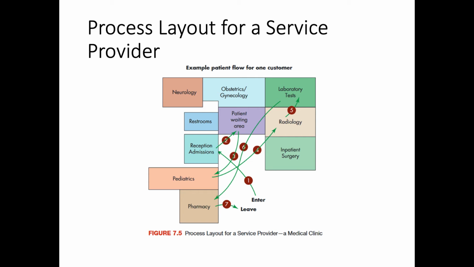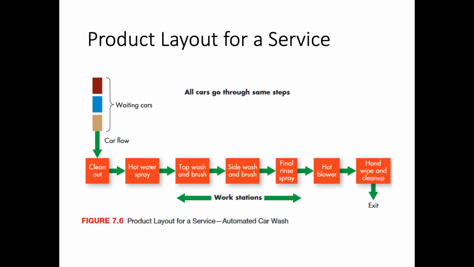Now, that's the first process layout. The second layout we talked about is the product layout, which is a lot like an assembly line. This is figure 7.6 in the textbook, which tries to describe a car wash. It's the type of automated car wash where, as you can see on the left-hand side of the slide, cars wait, and they get cleaned, and then they get the hot water spray, and then they go straight through this assembly line layout. They all go through the same thing to provide the same service to each of the customers.